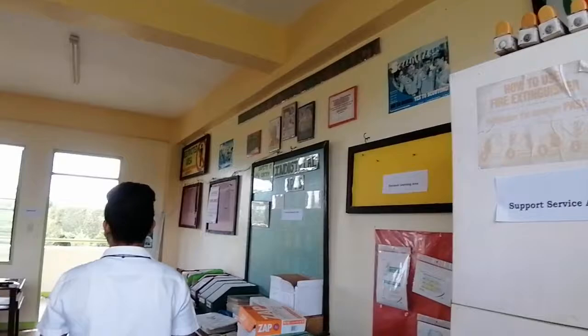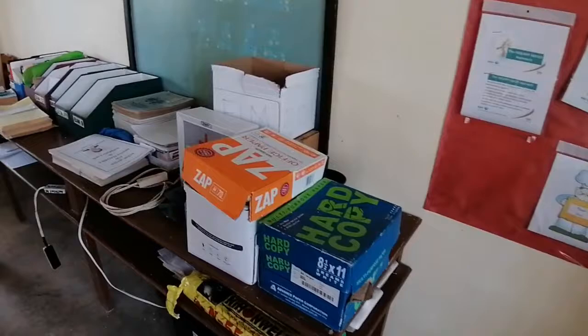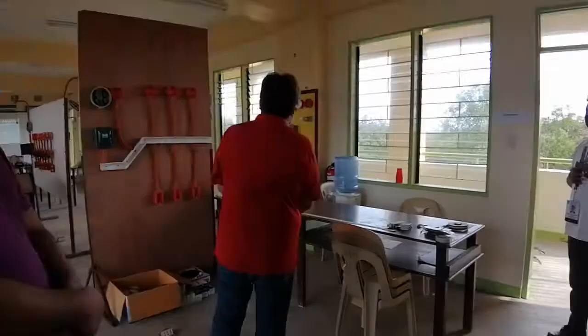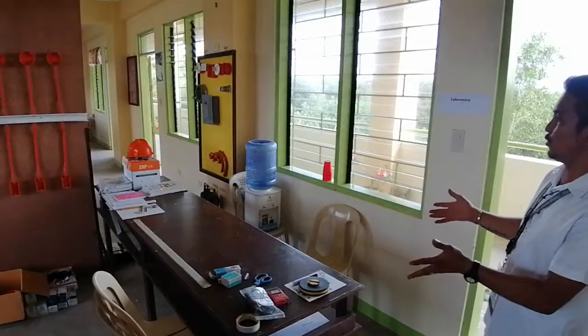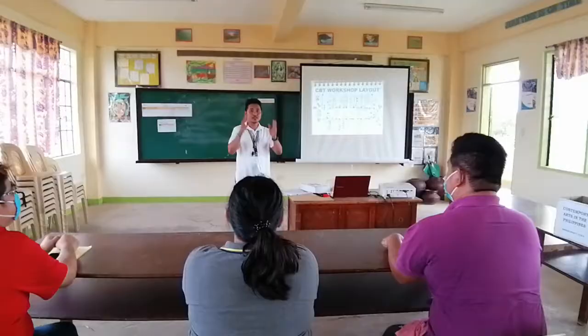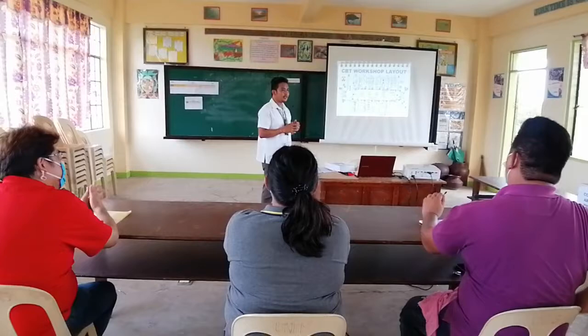And this is our trainers resource area, where your records and data, your permanent records, are stored. Also, persons should not be allowed to get inside this area without my permission. And the last area is our laboratory or distance learning area. This is our laboratory or computer room, which we will use in our distance learning. You can search YouTube or the different sites. So that is our CBT or competency-based training work layout.